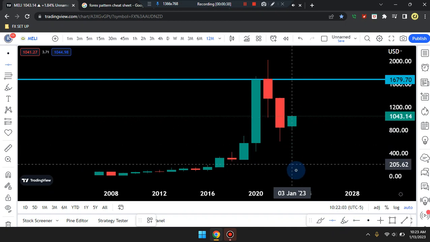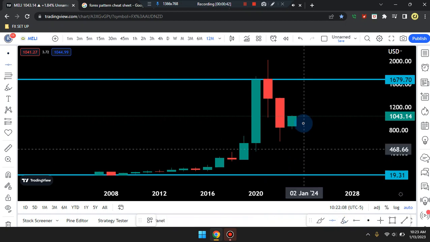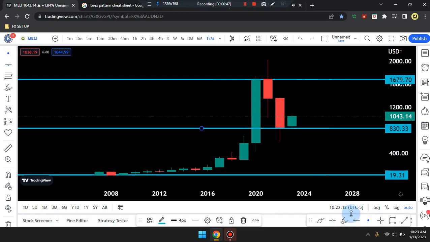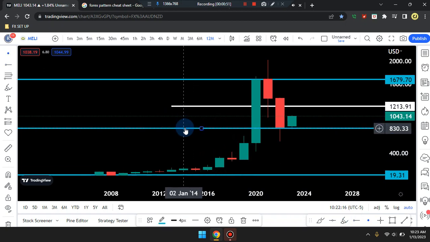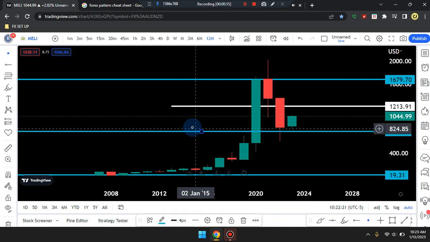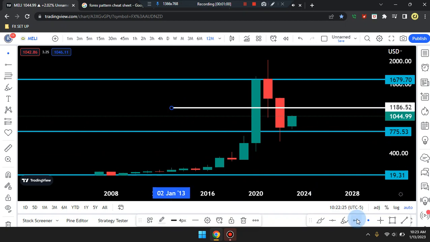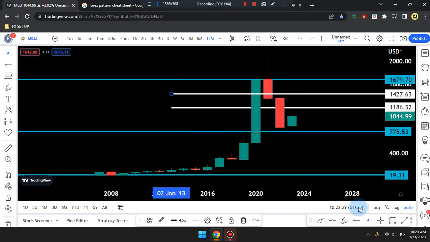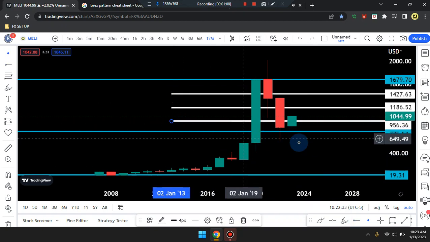Price action overall, lower lows, midpoint, also adding second level highs, third level highs, and fourth level highs.